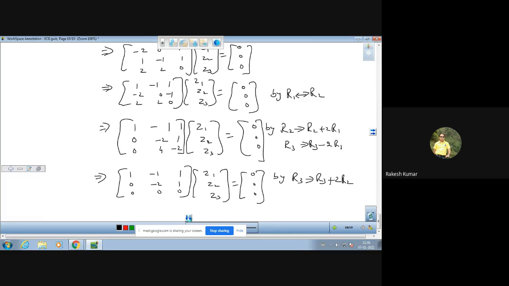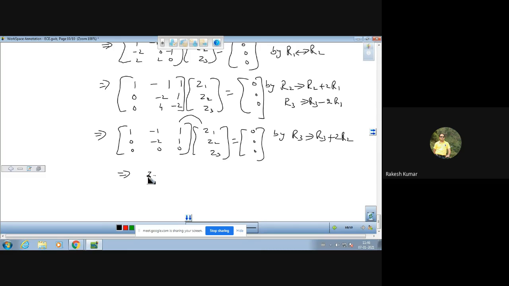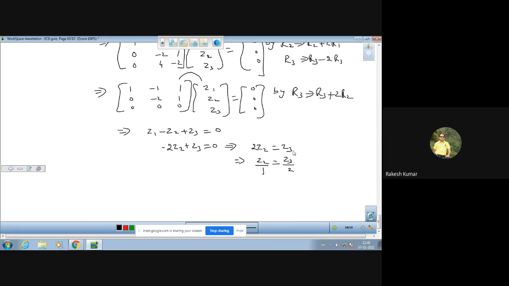Now, to simplify, multiply these two matrices: multiply the 3 by 3 matrix with this column matrix, and you will get the equations Z1 minus Z2 plus Z3 is 0, and from the second row, minus 2Z2 plus Z3 is equal to 0. From this equation, 2Z2 is Z3, or Z2 is Z3 over 2. Use the value of Z3 is equal to 2Z2 in this.